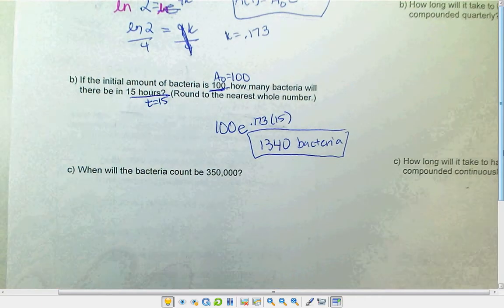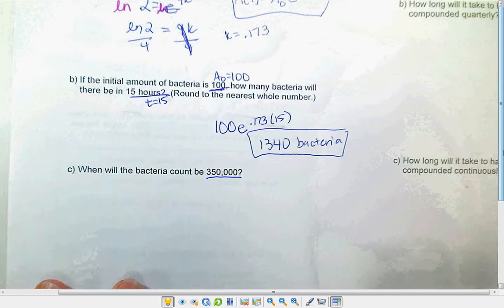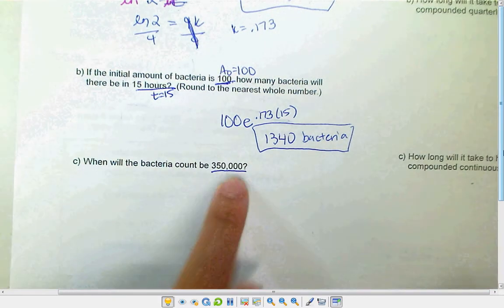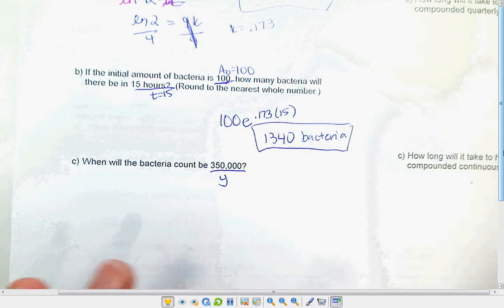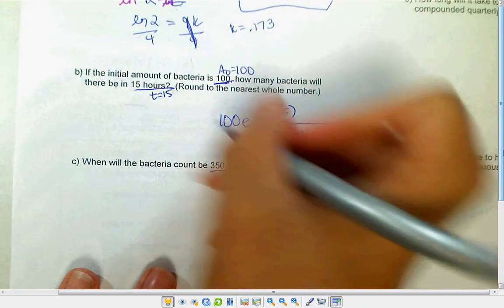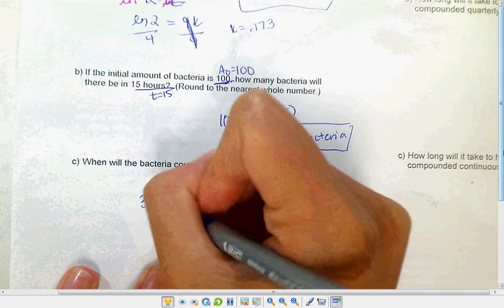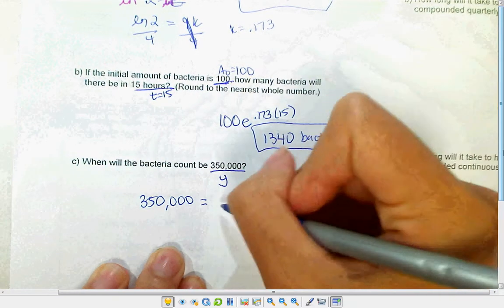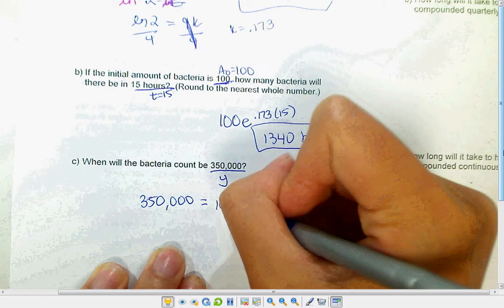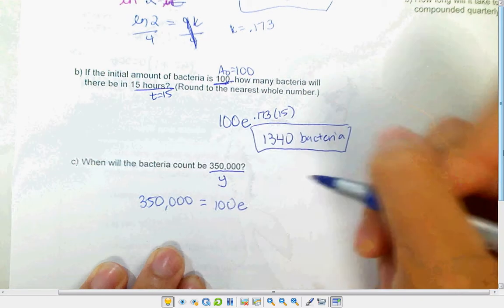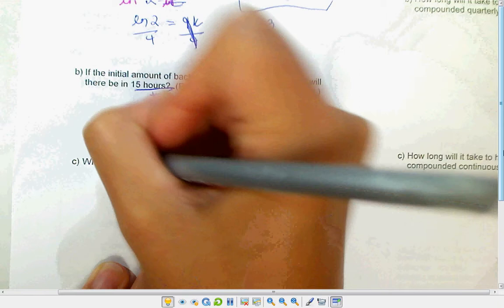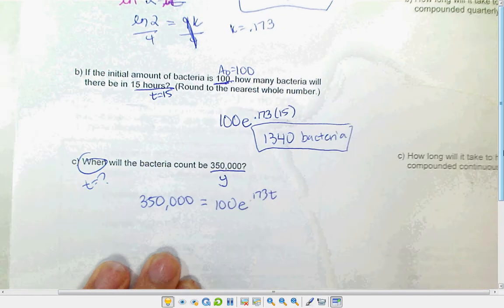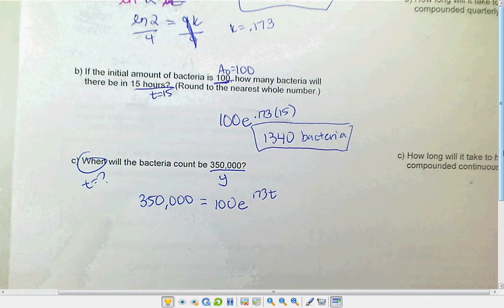Part C is asking, when will the bacteria count be 350,000? This is now my y value, so this is what's going to go on the other side of my equation. So 350,000 equals, again we're using the same equation, 100 e to the 0.173t. But since it's asking for when, we're looking for our time. So we don't know what time is, so we're going to solve for t again.